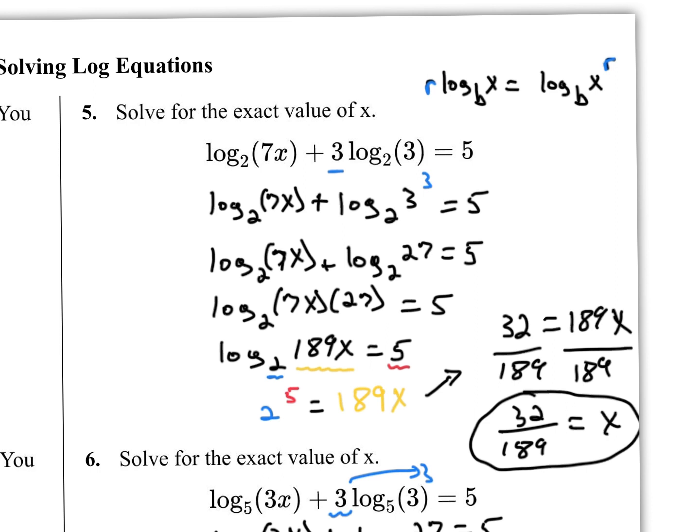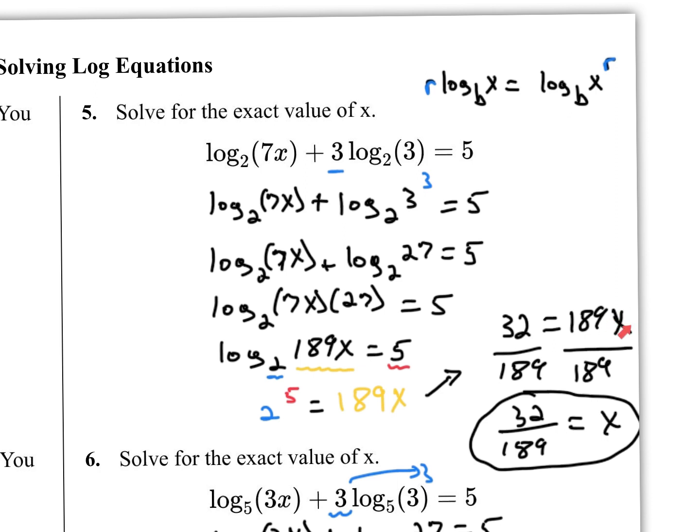So now we've condensed it down to one log, and we can write it as an exponential equation in order to solve it. So this base 2 to the exponent, or to the fifth power, equals 189x. Now I've just rewritten it over here. Actually, 2 to the 5th is 32. So now my equation says 32 equals 189x.